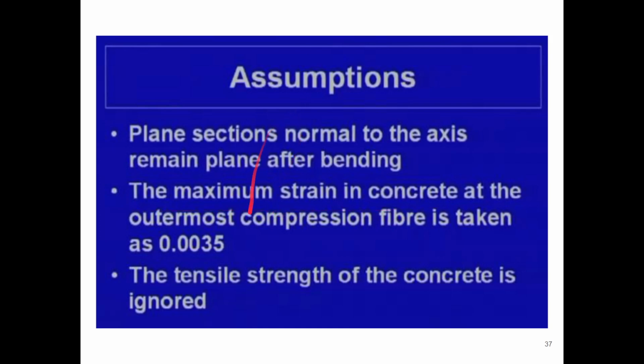Here also we assume the following parameters. One: a plane section normal to the axis remains plane even after bending. That is true for working stress as well as limit state. Second: the maximum strain in concrete at the outermost compression fiber, the topmost part of the beam section, is taken as 0.0035. The tensile strength of the concrete is ignored, because we assume that concrete is poor in tension and good in compression.